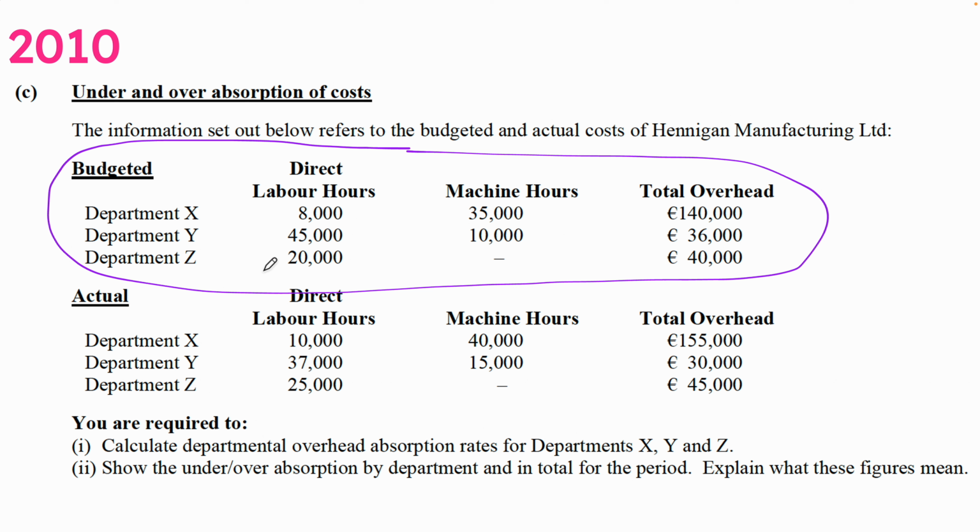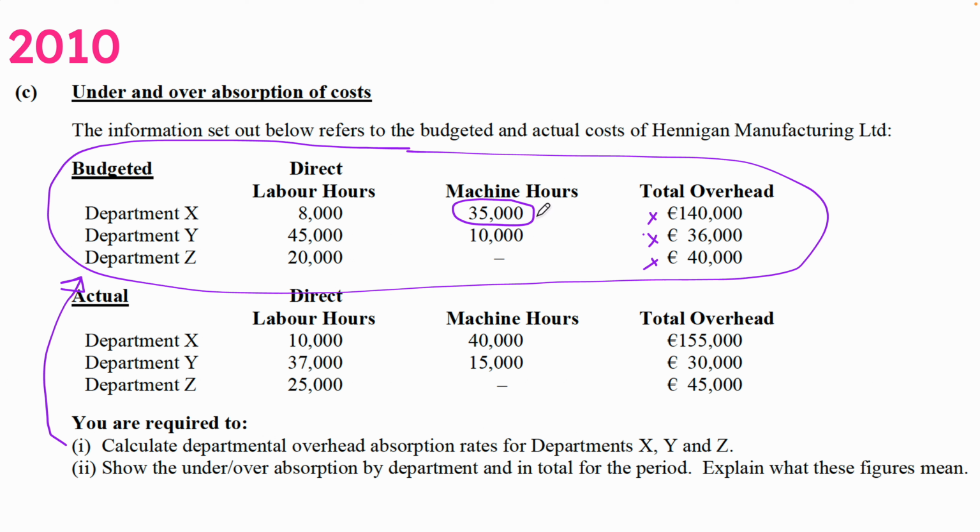And then Department Z, 20,000 labour hours, 40,000 total overheads. Okay, now we're just going to look at part one first, because part one is asking us to calculate departmental overhead absorption rates for departments X, Y and Z. So what they want is for us to break down these huge figures, the total overheads, into a per hour basis. Okay, how are we going to do that?